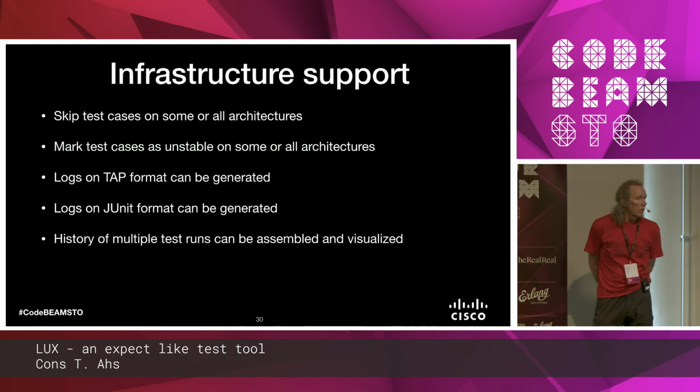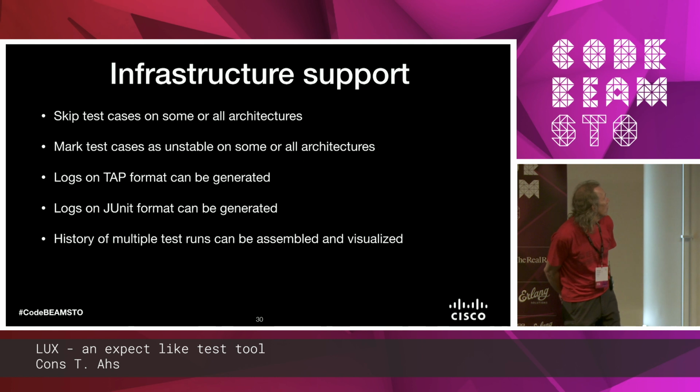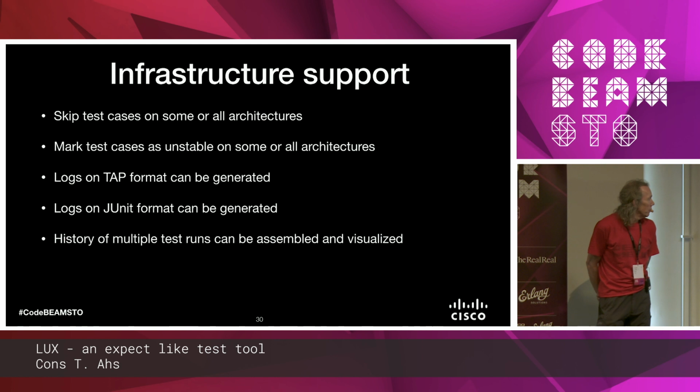And then there's also a lot of infrastructure support. So we can add instruction for skipping test cases if we're running on a certain architecture. And at Cisco, the Stockholm office, we have software that is supposed to be running on different architectures and operating systems. So that's rather important for us. We can mark test cases as unstable, get output in various formats, and we can get a view of multiple test runs.